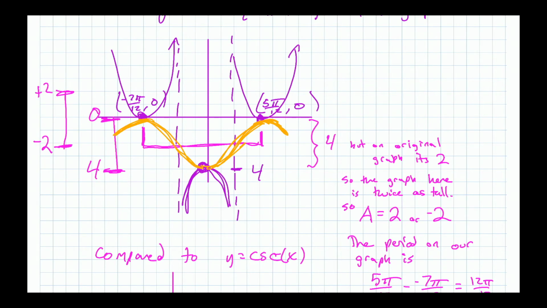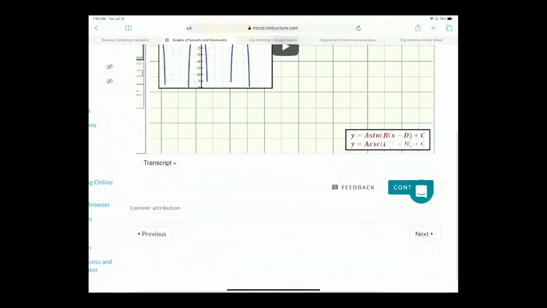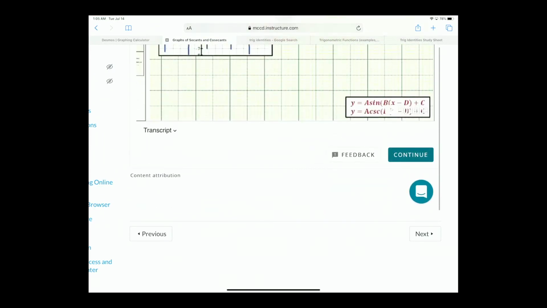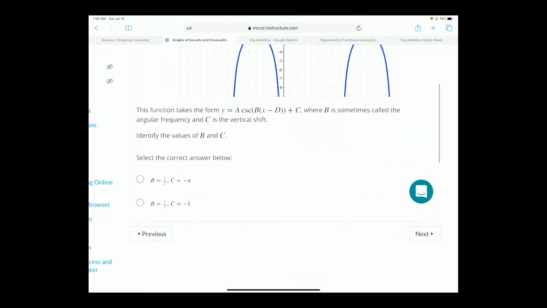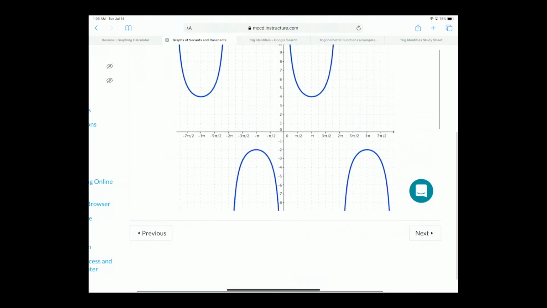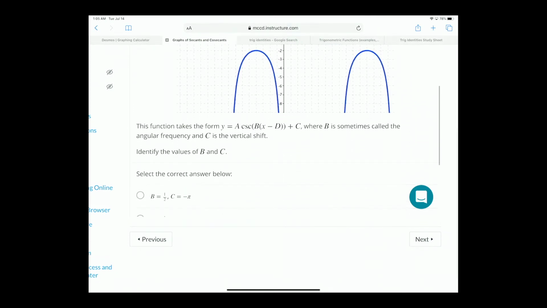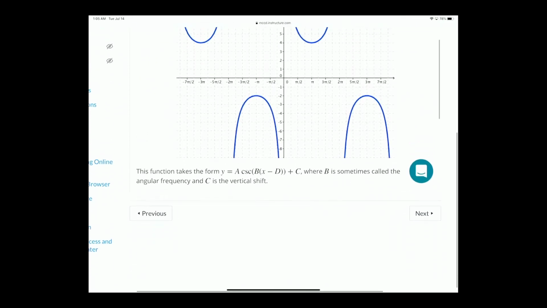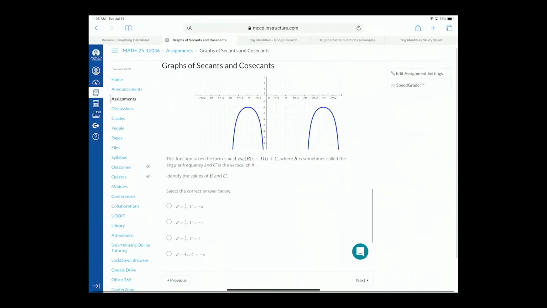I mean, this is just about impossible. The numbers that they're giving you here are ridiculous. Can I even see the graph anymore? No, I can't even see the graph anymore. You're killing me here. All right. Transformed cosecant. What are the values of B and C? I'm not doing that. I just want to go. Stop. Let me scroll, you cowards.